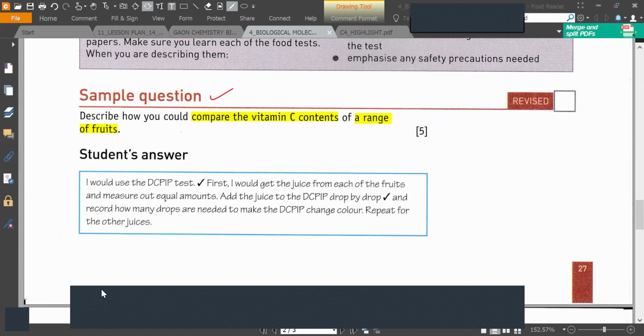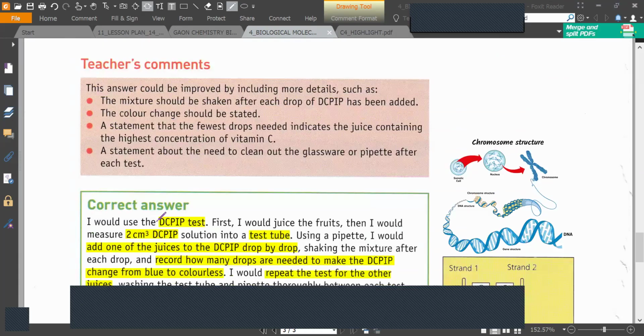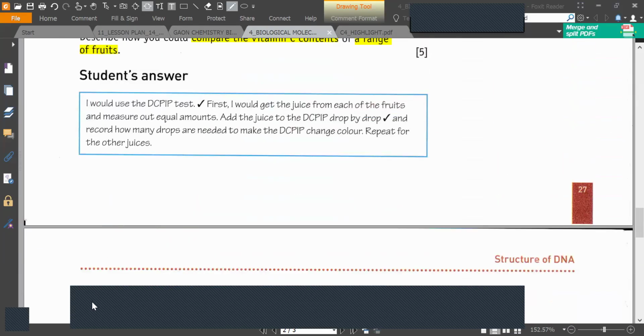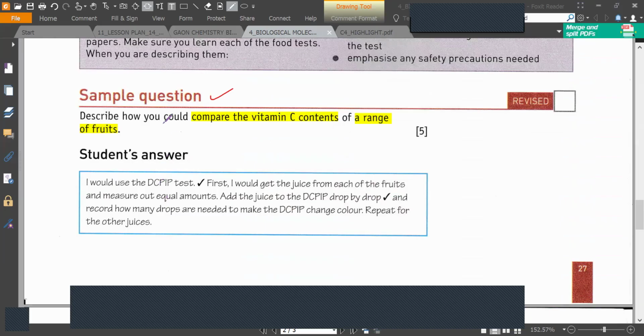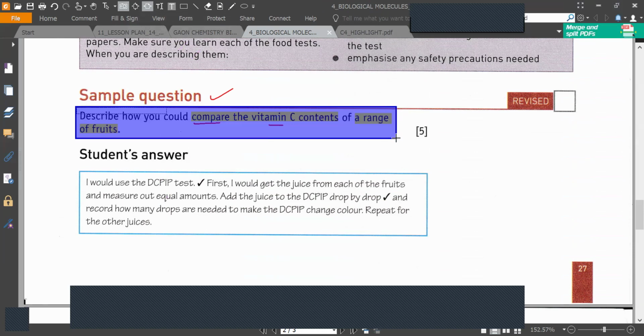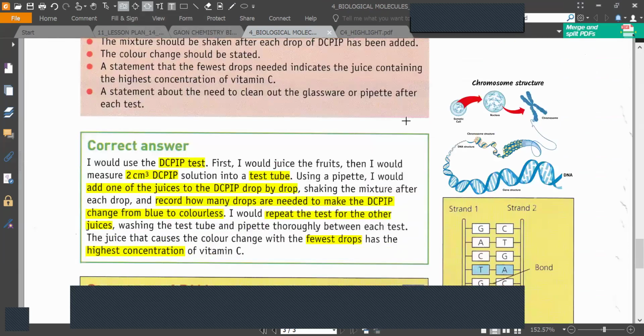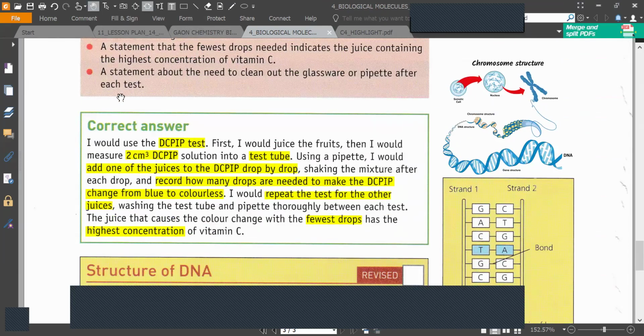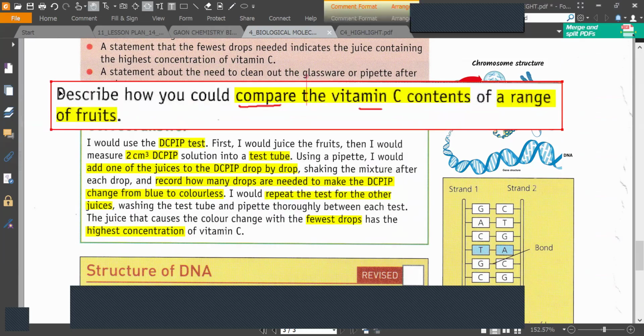So this sample question is asking how you would compare the vitamin C content of a range of fruits. You can see this is a 5 point question. It's like a short essay question which can come up in the exam.